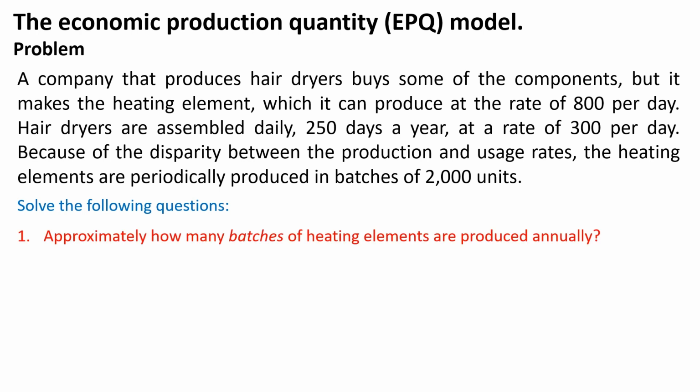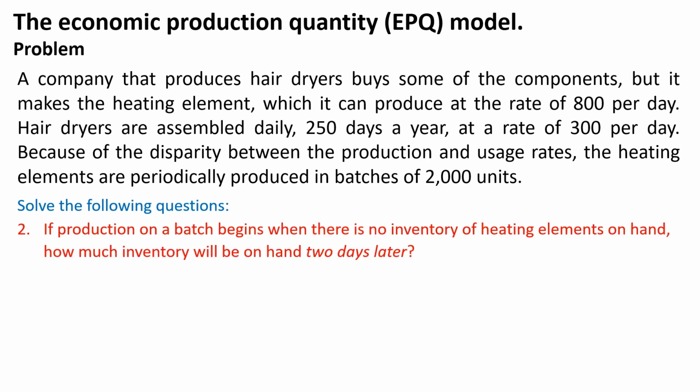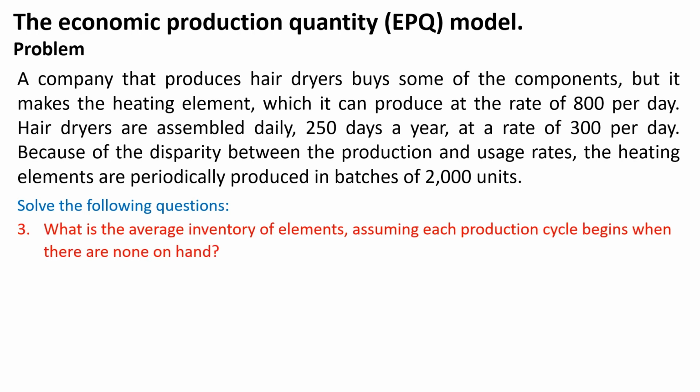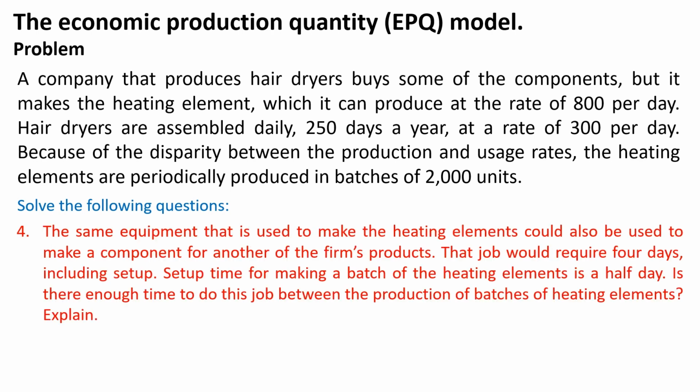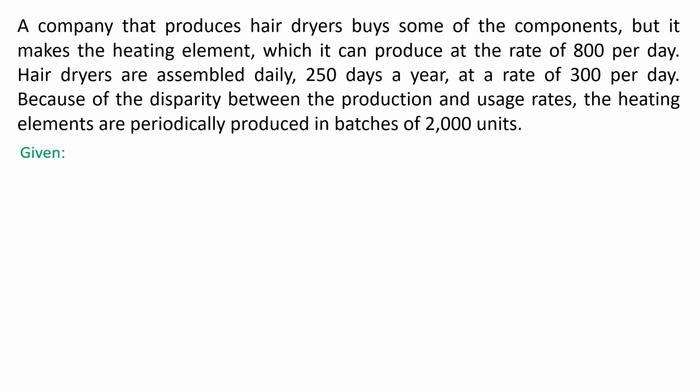Approximately how many batches of heating elements are produced annually? If production on a batch begins when there is no inventory of heating elements on hand, how much inventory will be on hand 2 days later? What is the average inventory of elements, assuming each production cycle begins when there are none on hand? The same equipment that is used to make the heating elements could also be used to make a component for another of the firm's products. That job would require 4 days, including setup. Setup time for making a batch of the heating elements is a half day. Is there enough time to do this job between the production of batches of heating elements? Explain.